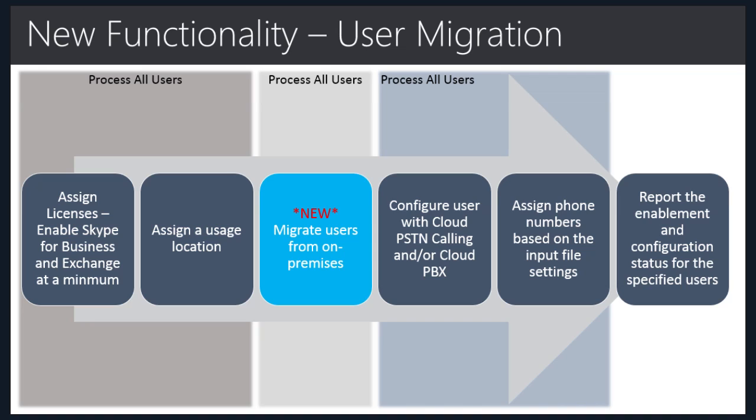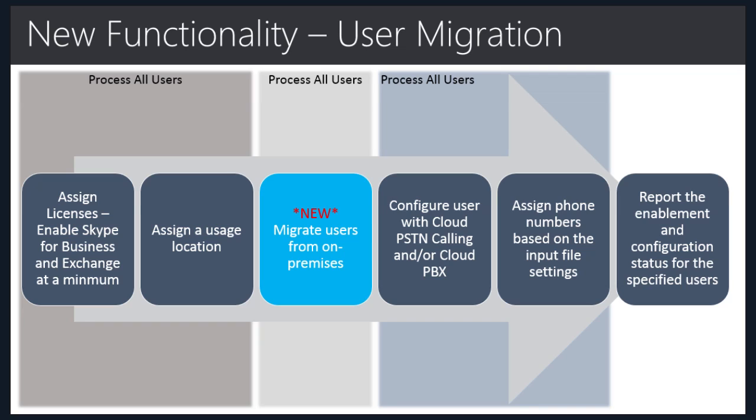So when I go to migrate users from on-premises, in the input file, there will be an option that says migrate to Skype for Business Online. Any of those users in which the input file says true, I will then go through and connect to the local on-premises pool based upon the input that you give me, and issue the commands to migrate those users to online. I will migrate any users that we specify to migrate online before trying to do the configuration of all users.